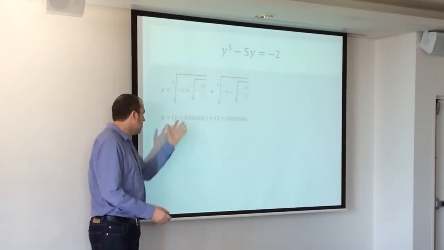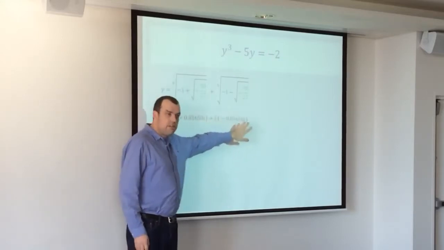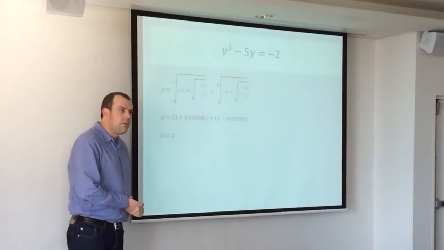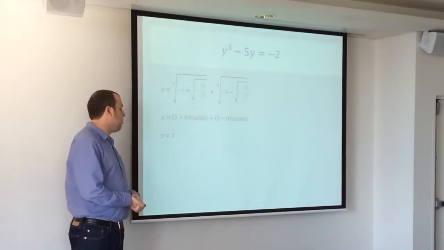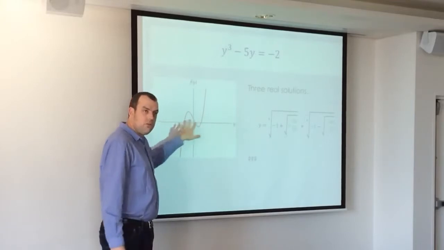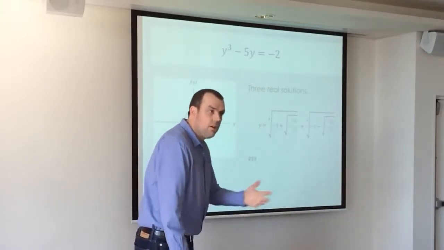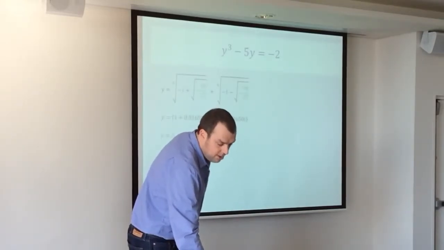You know, to five significant figures. So 1 plus that i plus 1 minus that i gives us 2. Okay, so the solution, I should say a solution, is y equals 2. We saw that this has three real solutions. This is giving us one of them. So you can find the others by factorising and that sort of thing, you know, polynomial division.